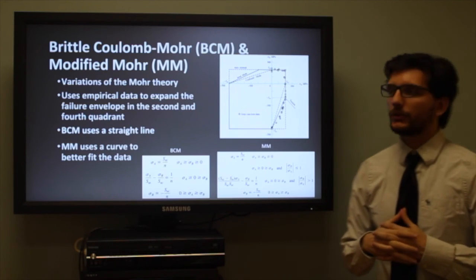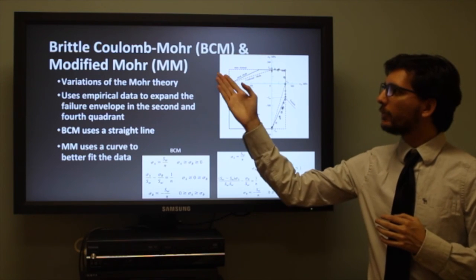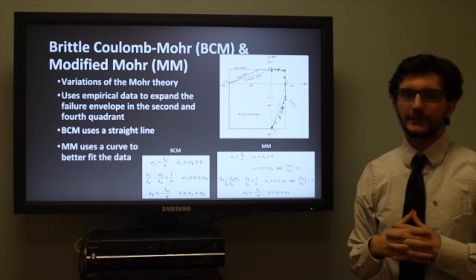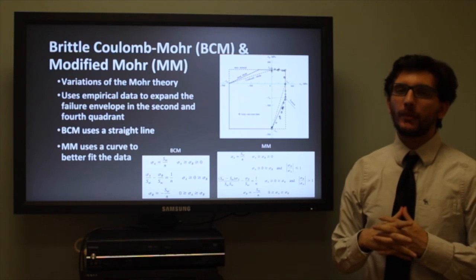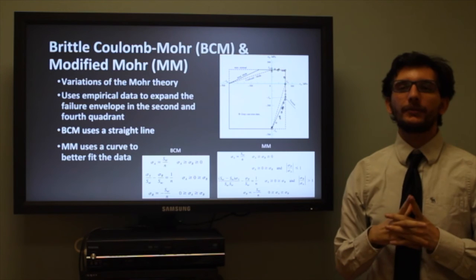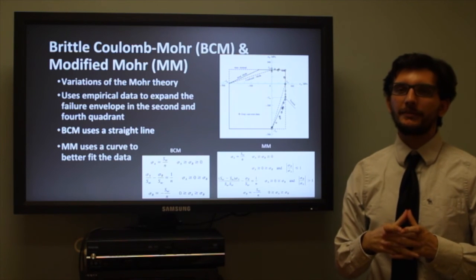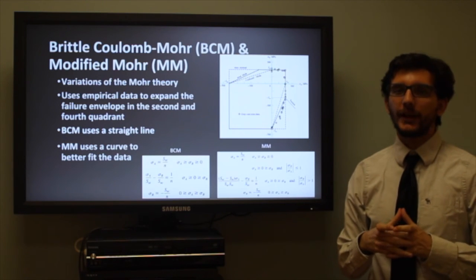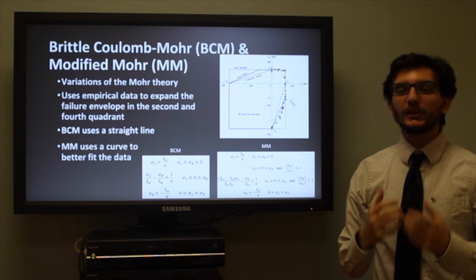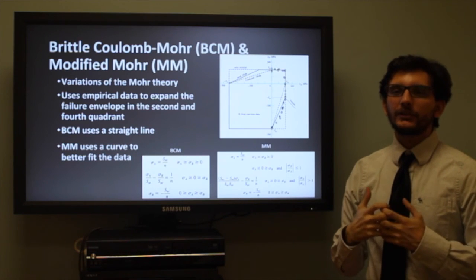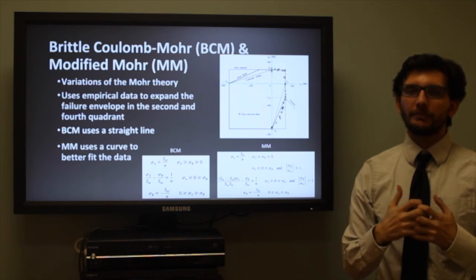Hello, my name is Jorge Silva, and I will go over brittle Coulomb-Mohr and modified Mohr as failure theories. The brittle Coulomb-Mohr and modified Mohr theories are both derived using the same concept as the ductile Coulomb-Mohr theory for ductile materials, but now using empirical data from tests on the brittle material.